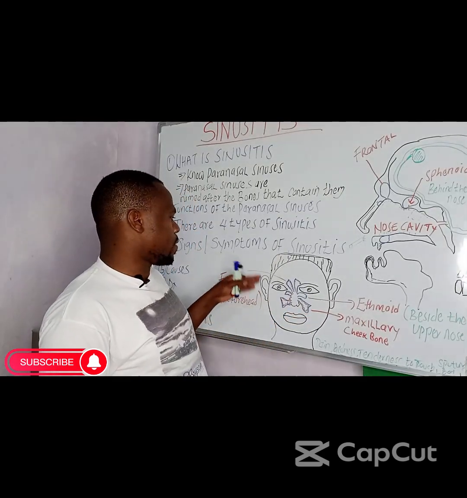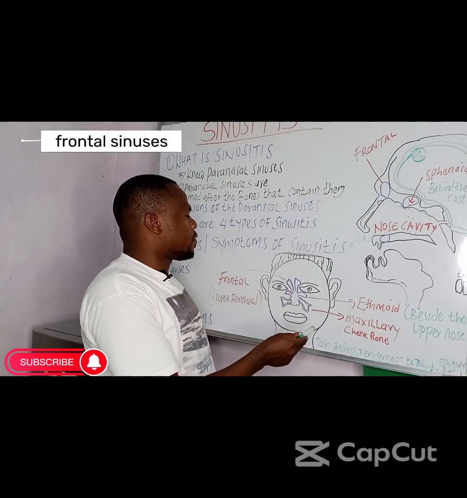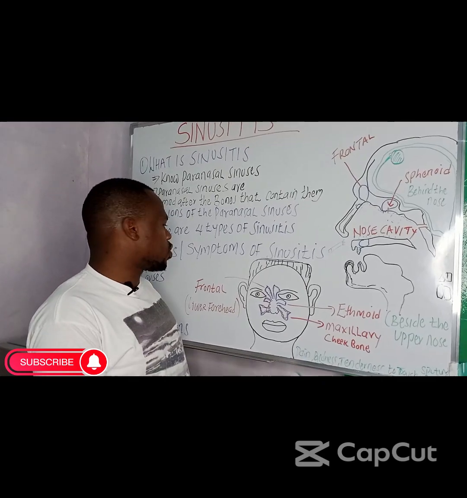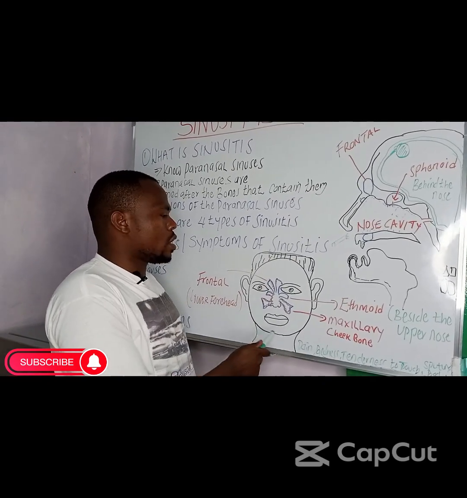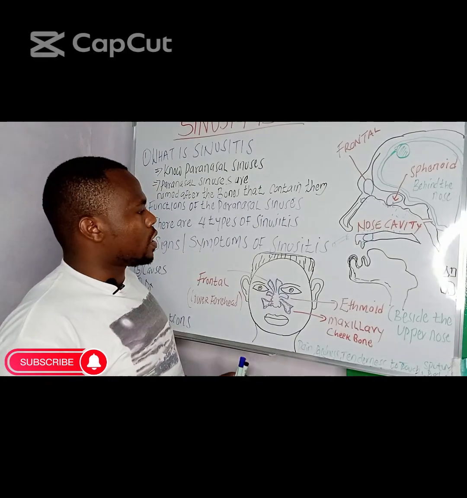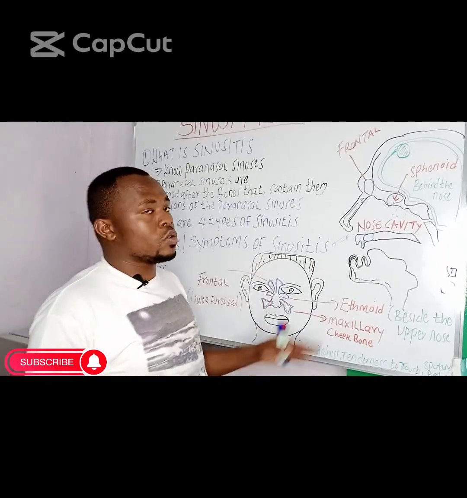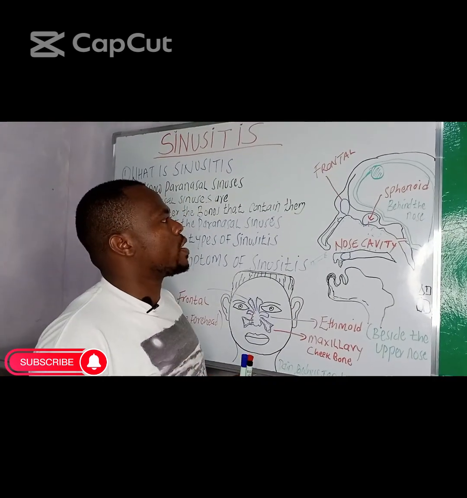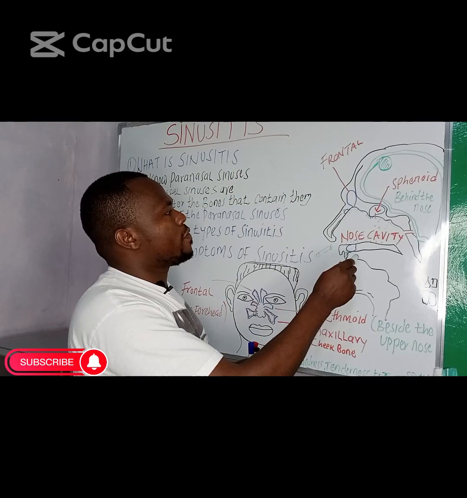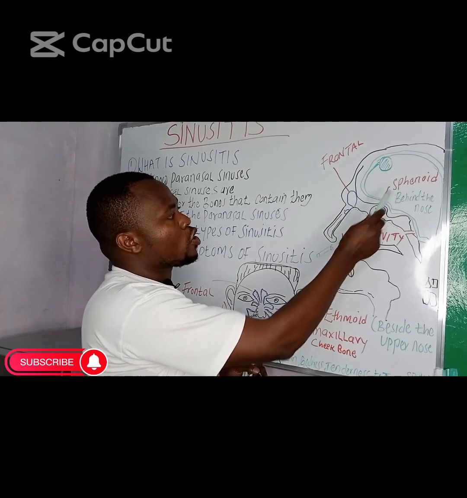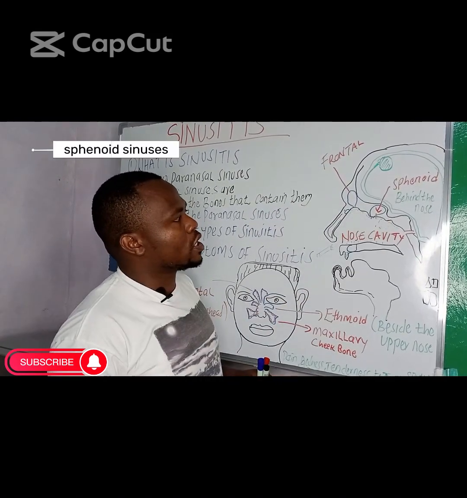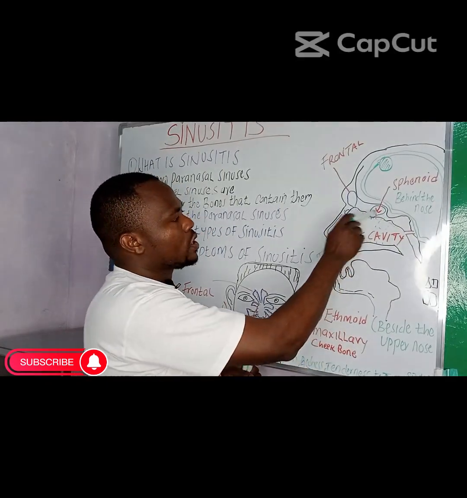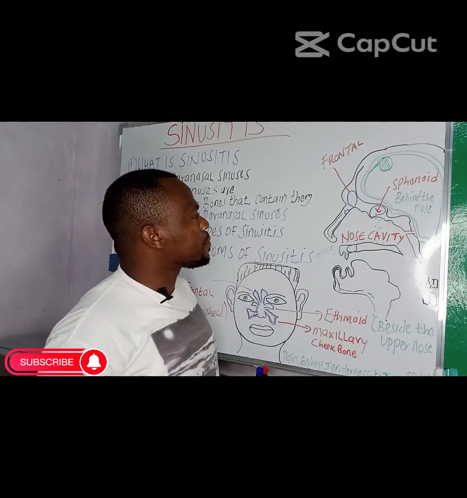Then we have the frontal sinus. We have the right and the left frontal sinus. The frontal sinus is found in the lower forehead. Then the fourth sinus, I'll show you through this diagram. This is the side view of the skull. We have the fourth one, which is the sphenoid sinus. The sphenoid sinus is found behind the nose, in a bone we call the sphenoid bone.